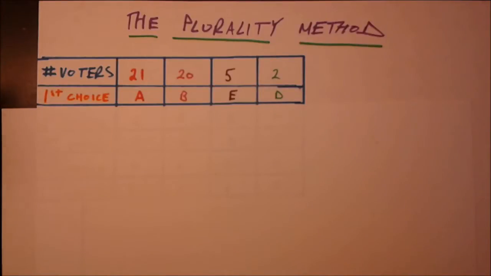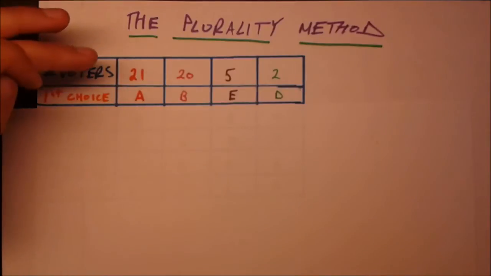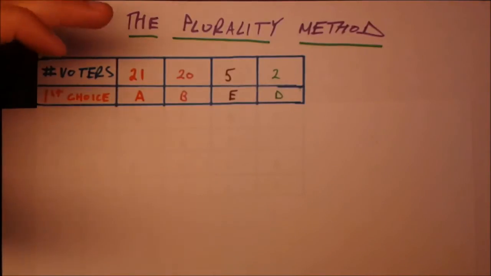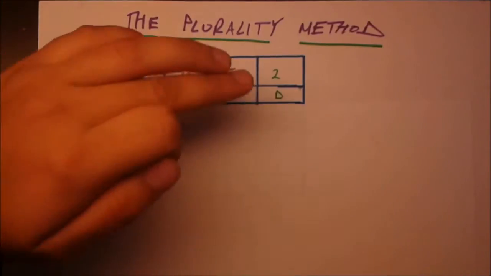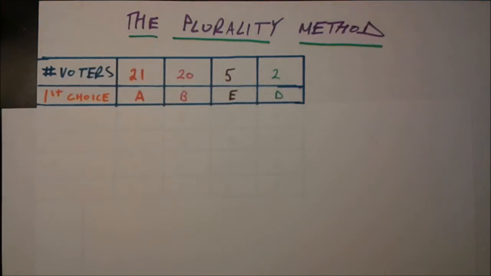So here's the situation. We have 48 voters and we ask each of them to list their top candidate in an election. The candidates are A, B, C, D, and E, and we ask each person, just list your top candidate. After that, we have the results organized in this table. We see that 21 people voted A as their top choice, 20 people voted B as their first choice, 5 voted E, and 2 voted D. And sadly, no one voted C.